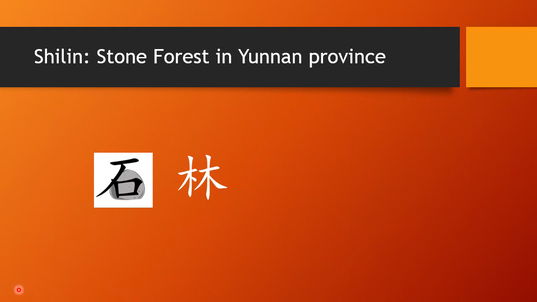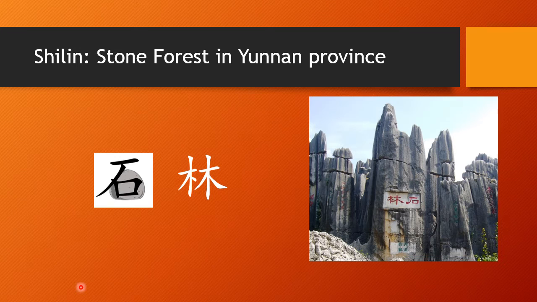All right, this is a combination word made up of two characters. We know shi means stone and lin means forest. Lots of trees, remember, forest. Shilin. Shilin is actually the name of an actual place in Yunnan, which is a province southwest of China. And over there you have a very strange formation of stones that look like a forest. Do you see the word Shilin over here?